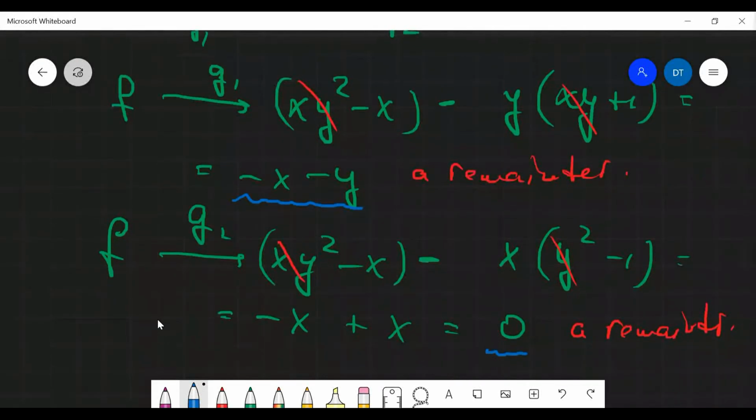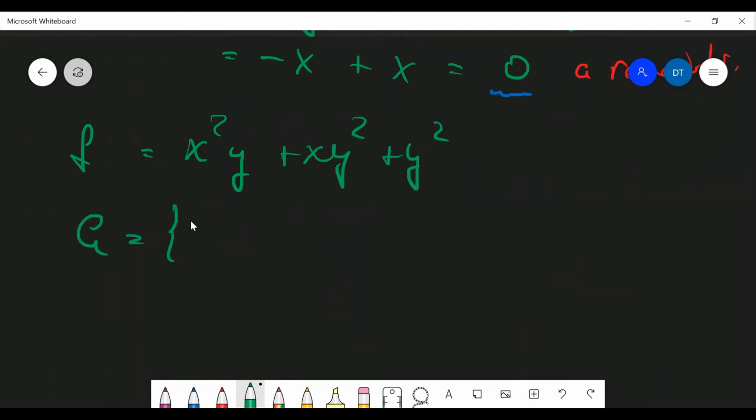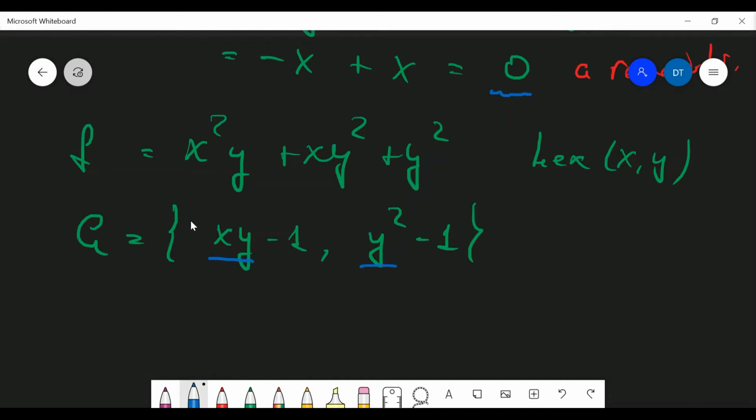Let's try something else. Let's try another computation. Let f be x²y + xy² + y², and let G be almost the same set, xy − 1 and y² − 1. The ordering is exactly the same: x is higher than y. In this case, these are the leading monomials.